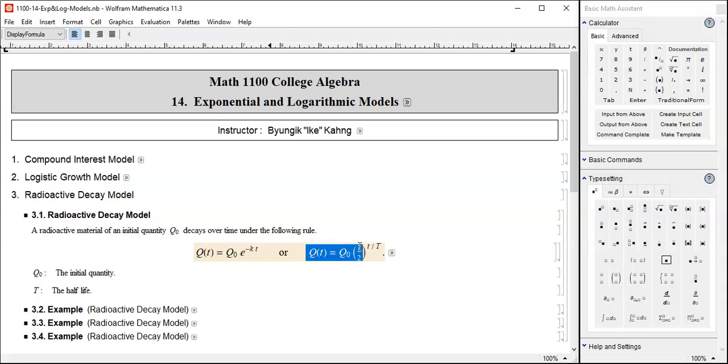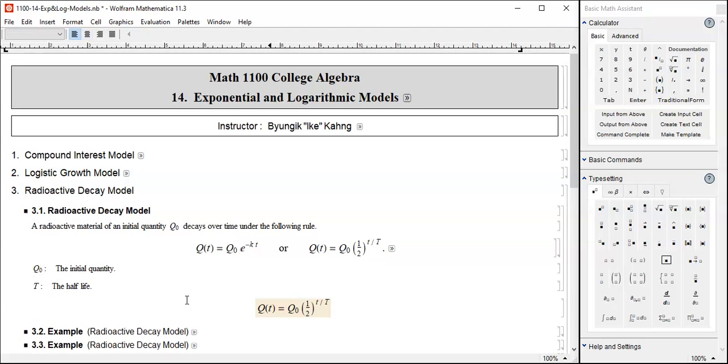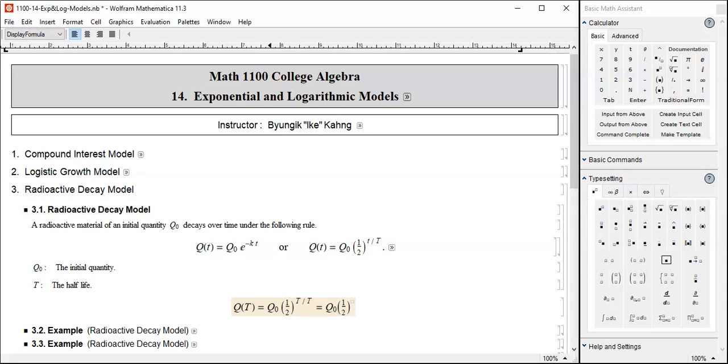And the latter model here is a little bit more popular because it turns out this capital T is called half-life. So precisely T years or minutes or seconds or hours, whatever, later, we have precisely half the quantity. So this is basically what we have here. So t over T, so 1/2 to that power. So what do we get? We just have half of Q0.